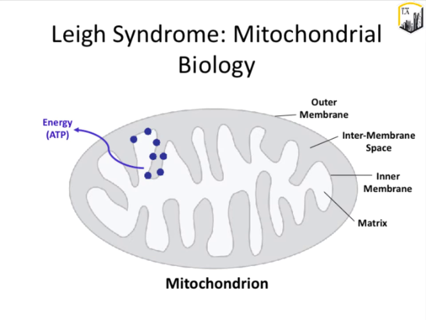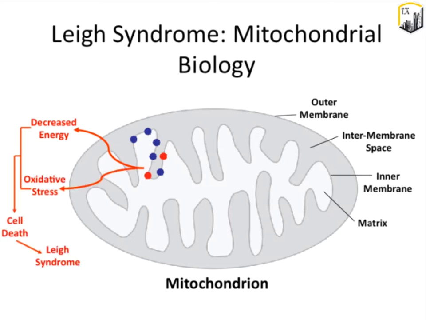If you look a little bit further into mitochondria, you'll see that there are a number of complexes sitting in the inner membrane within mitochondria. These complexes are really what is responsible for producing all this energy in the form of ATP. However, in Leigh syndrome, a number of these complexes are compromised. These compromised complexes result from mutations in genes encoding the proteins that make these complexes, and they lead to decreased energy.